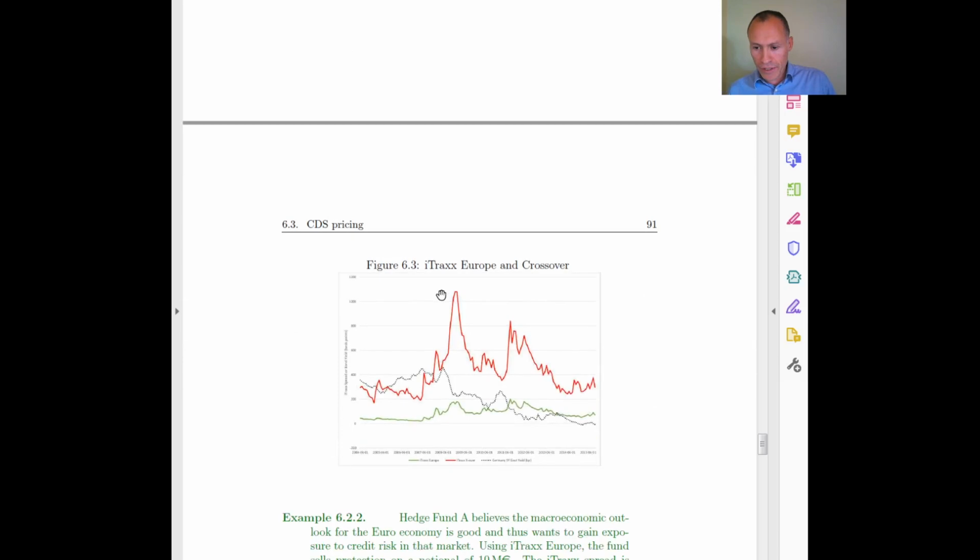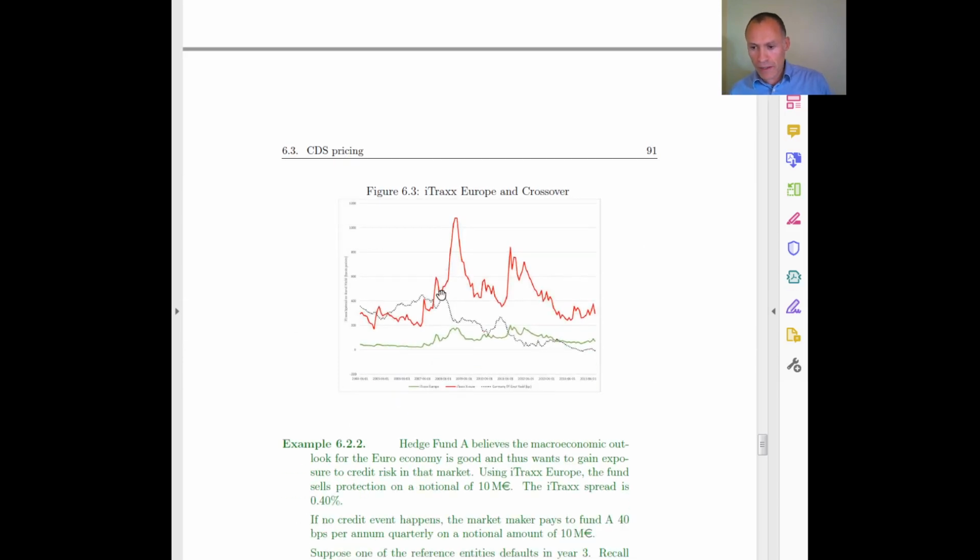So you can see here in this figure the evolution of these two indices, the iTraxx Europe in green, and then the iTraxx Crossover in red. So this is the CDS premium on investment grade firms in Europe, and this is the CDS premium on sub-investment grade firms. So you can clearly see two spikes here, right?